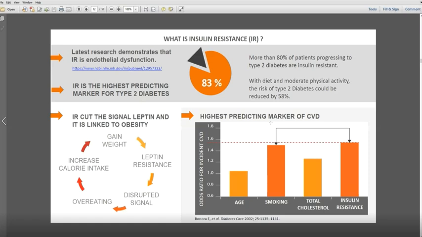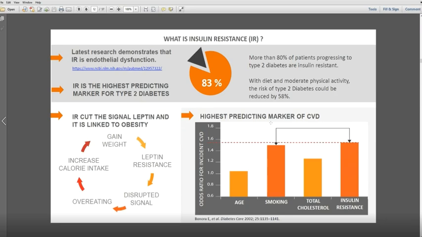Insulin resistance, we're able to capture that. We have a marker for insulin resistance. Insulin resistance is predictive, okay? Insulin resistance predicts that a patient will go into type 2 diabetes, okay?